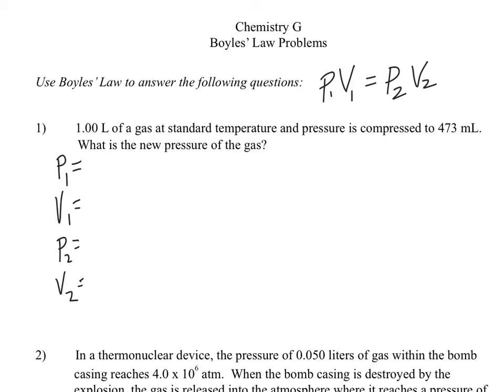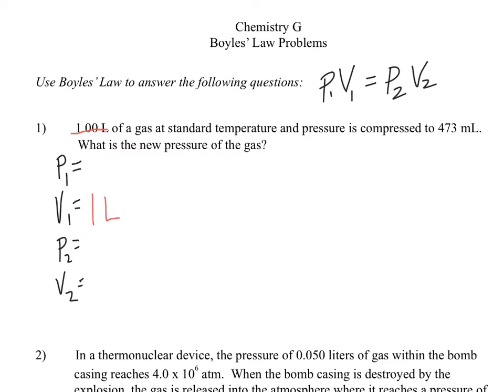So now I know I got my little key set up. I need to go back into the problem and I need to identify the different quantities that represent these variables. So it says here in the problem that I've got 1 liter of a gas at standard temperature. So there's my starting volume. It's 1 liter. So I'm going to come down here and I'm going to plug that in. 1 liter. There it is.